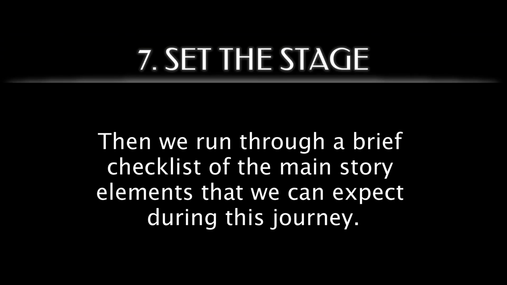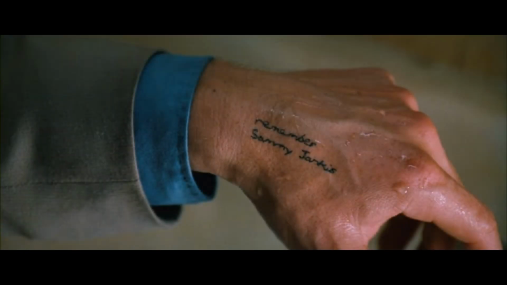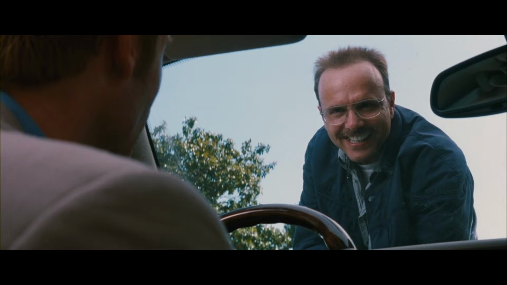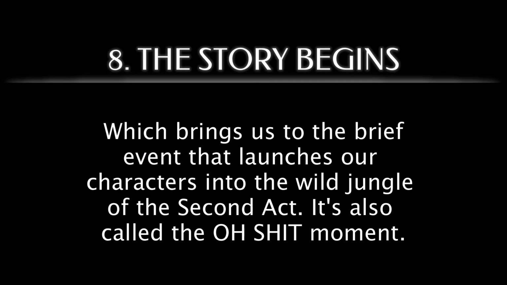Then we run through a brief checklist of the main story elements that we can expect during this journey. The revisit of a scene as a reset catches up with itself, the history of his adapted note-taking process, Teddy's gravity in Leonard's day-to-day, and of course, the investigation into John G. Which brings us to the brief event that launches our characters into the wild jungle of the second act. It's also called the oh shit moment.